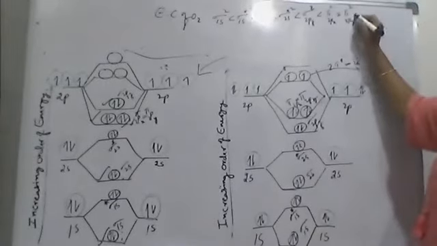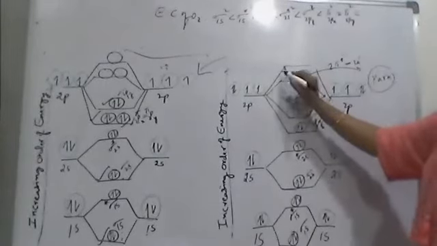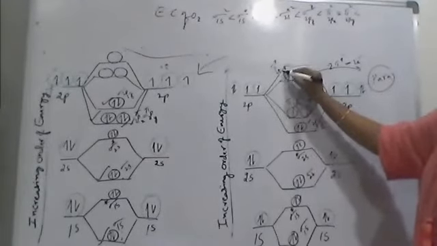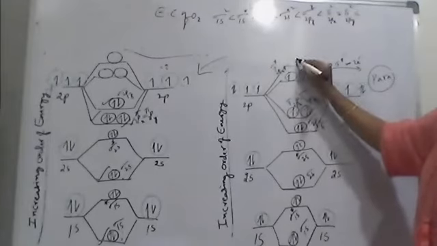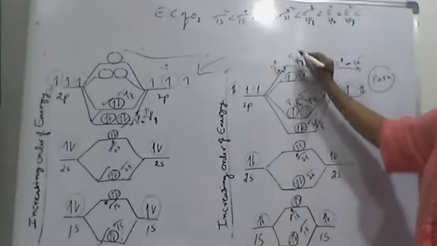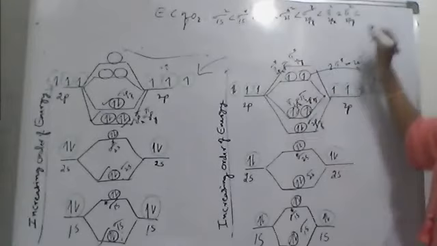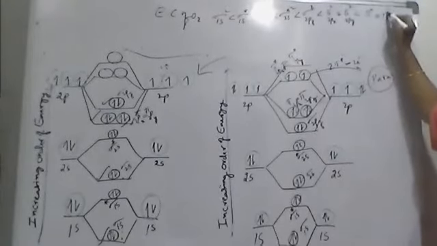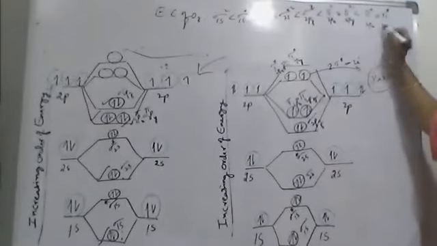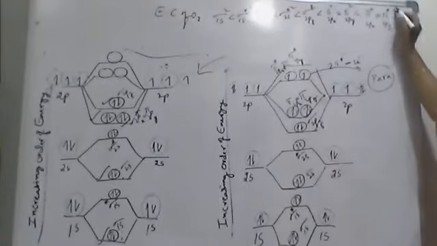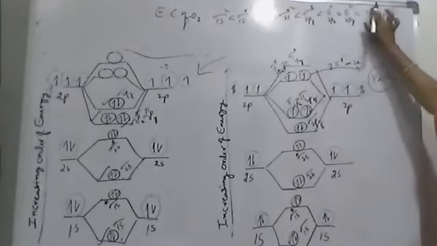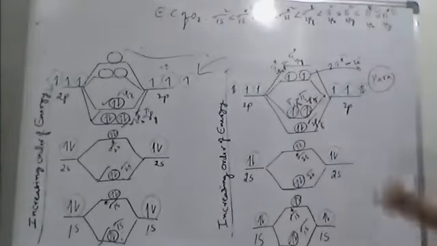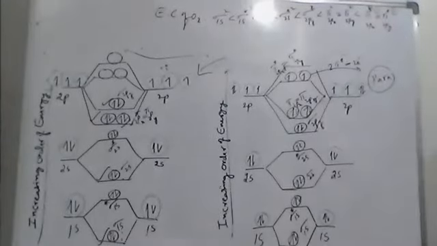And next, after this are the pi star orbitals. These are pi star orbitals, 2px and 2py. Both are antibonding. Both have the same energy. So pi star is equal to one more pi star. One is 2px, the other is 2py, each having one electron. Because of these unpaired electrons, this O2 molecule acts as paramagnetic.